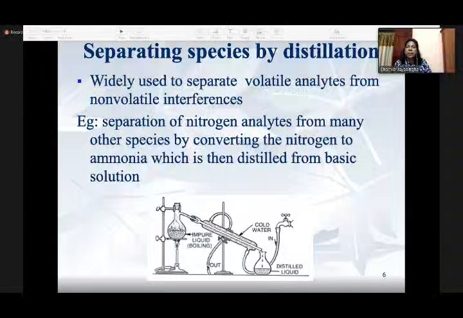Therefore, separation of nitrogen analyte from many other species by converting the nitrogen to ammonia, which is then distilled from basic solution. So this one, have you done nitrogen analysis? I think not yet. In the next week, you are going to do the protein analysis. Have you received the practical reading material? Protein analysis?